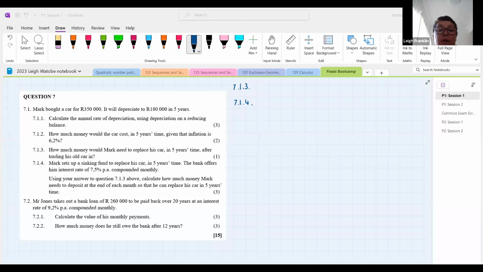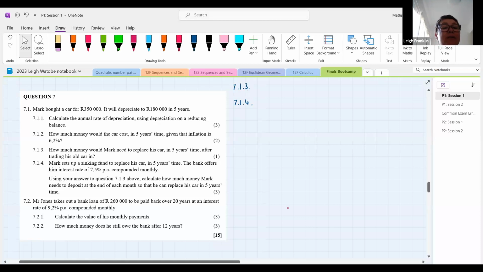Does that make sense? You understand where I got those? Because we know what the car is going to cost in 5 years' time, given the inflation rate. So our answer for 7.1.3 actually comes from 7.1.2. And the reason why we are subtracting the 180,000 is because that's what he's going to be able to sell his car for when the time comes. Does that make sense to everyone?